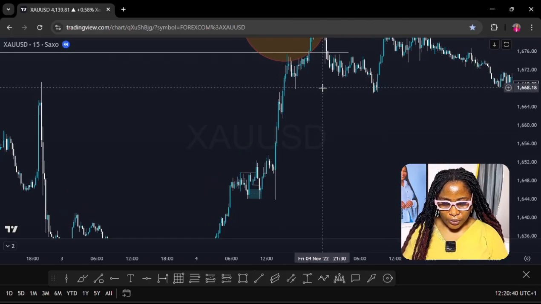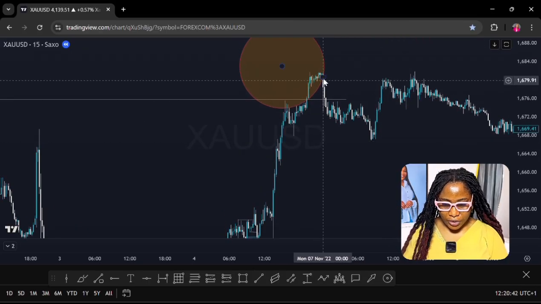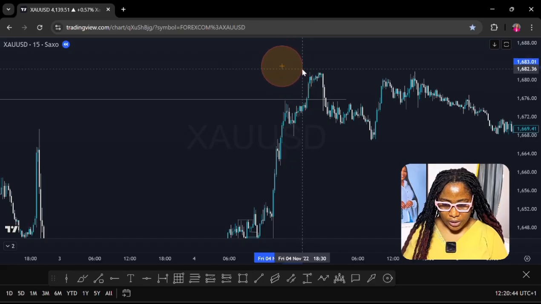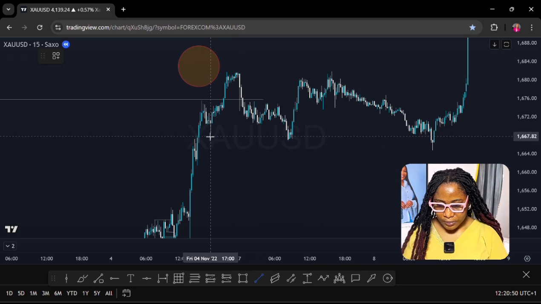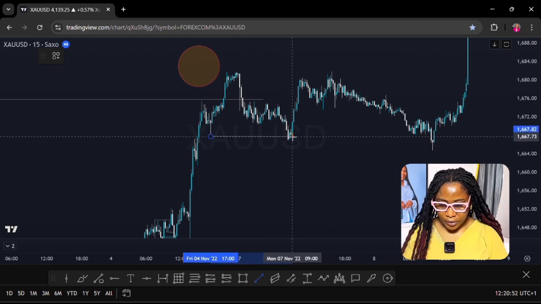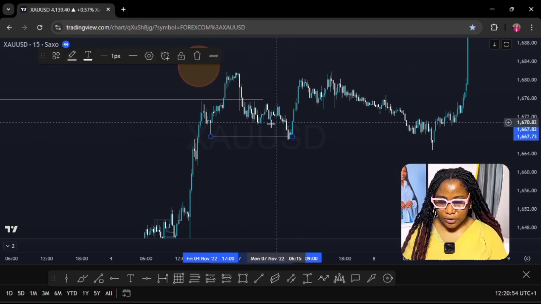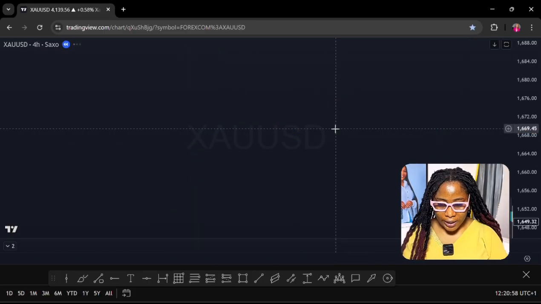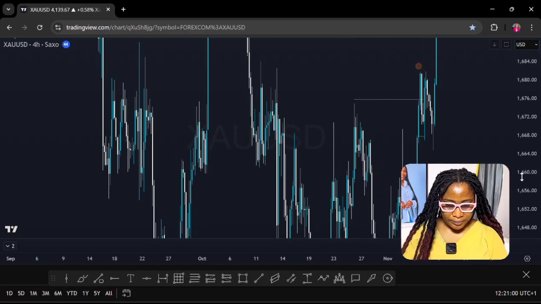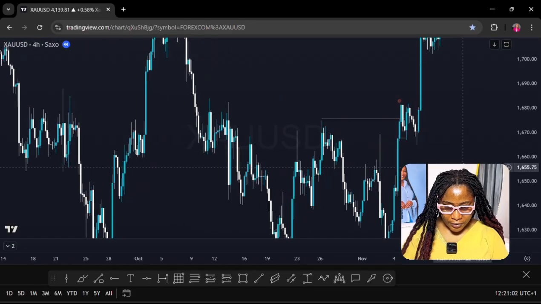So after this, we see that our 4 hour trading range got smashed. Immediately it gets smashed, and you see that we have an internal change of character. We zoom out again, we go back to the 4 hours.